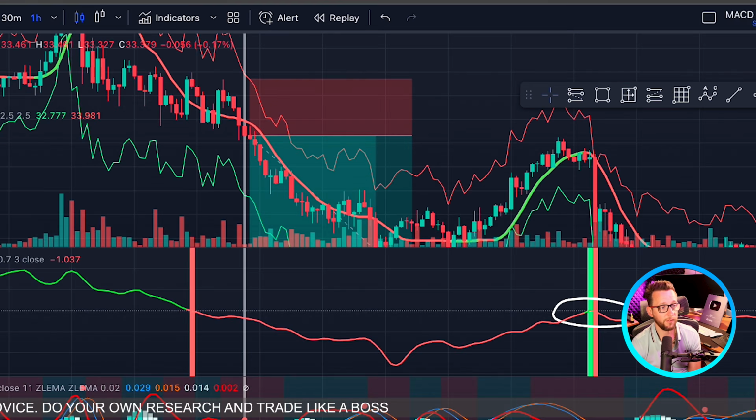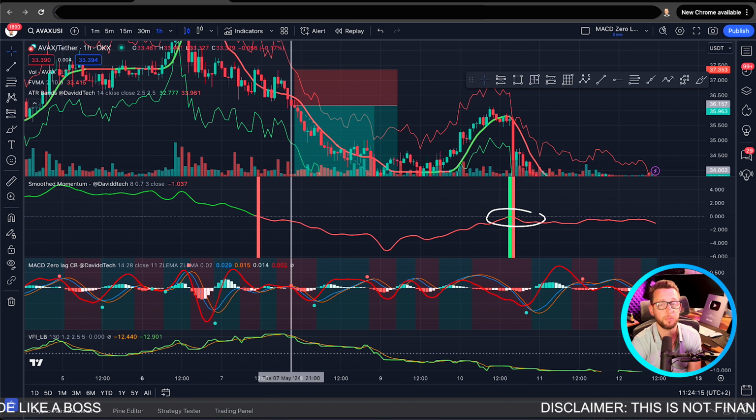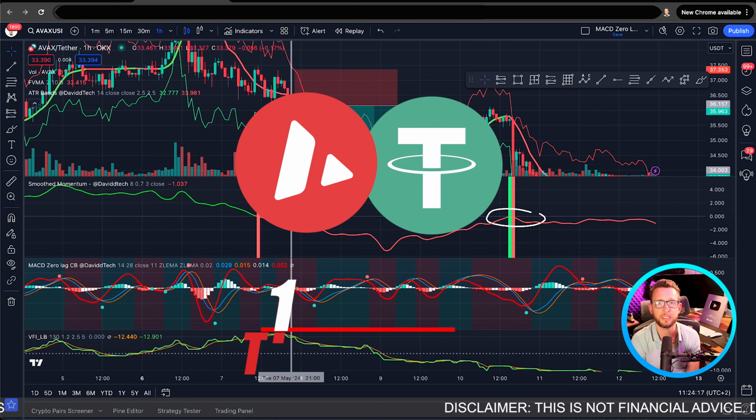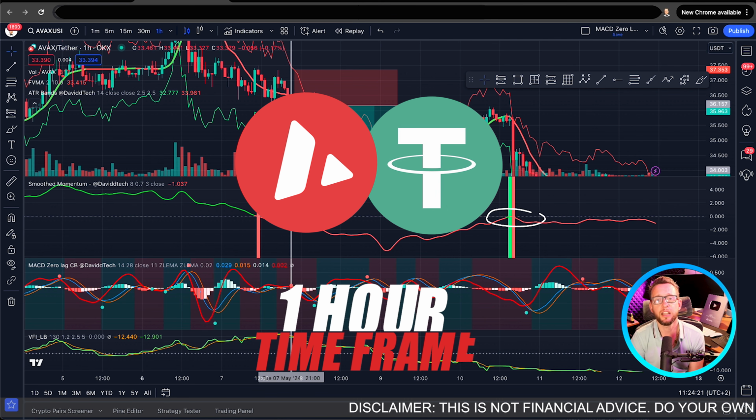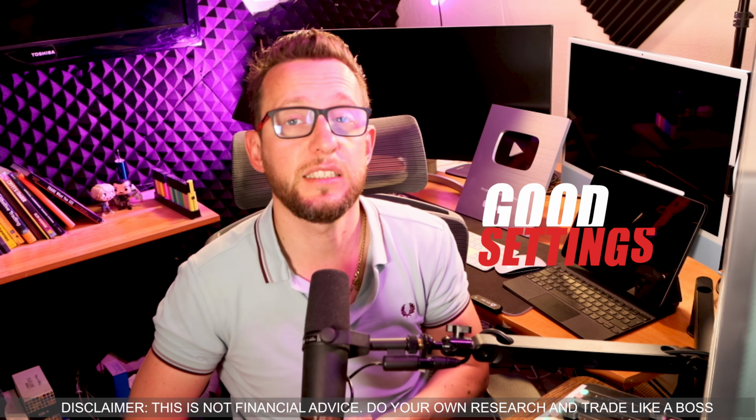Absolutely brilliant. Now, of course, guys, I am cherry picking these entries just to show you how they work. I'm going to go away and backtest this as far as I possibly can. We're on AVAX USDT, 1 hour time frame, just like ChatGPT suggested us to do. Let's go away and code this, optimize the trading strategy, and try and find some settings that might work.